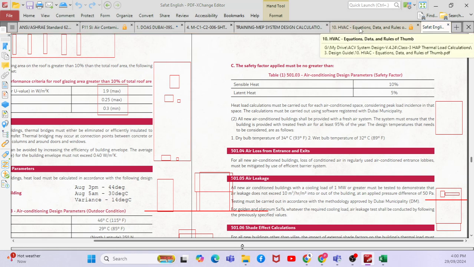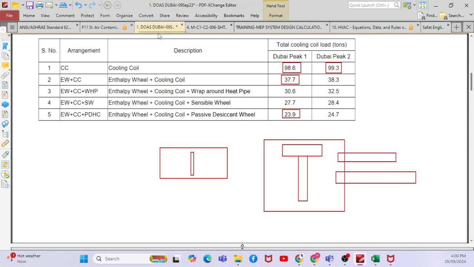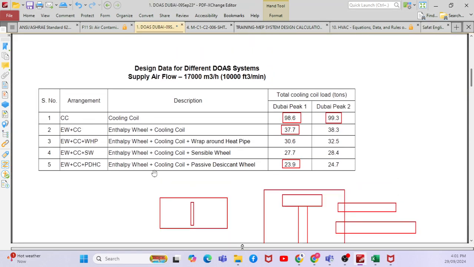Okay. So if you go to this guideline, you can see the different types of FHUs. One with the cooling coil, one with enthalpy wheel plus cooling coil, and another one is enthalpy wheel plus cooling coil plus wraparound heat pipe, right? Enthalpy wheel plus cooling coil plus sensible wheel, and enthalpy wheel plus cooling coil plus passive desiccant wheel. Okay. So these are the types of FHUs available.